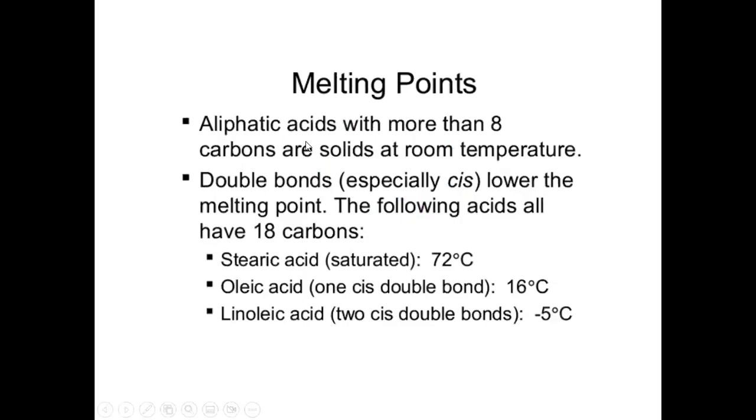Then the melting points: the aliphatic acids with more than 8 carbons are solid at room temperature. Then a double bond, especially cis, lowers the melting point. The following acids all have 18 carbons. For example, stearic acid is saturated, melting around 72 degrees Celsius. Oleic acid, which has 1 cis double bond, is lower, right? And linoleic acid with 2 cis double bonds is even lower, -5 degrees.